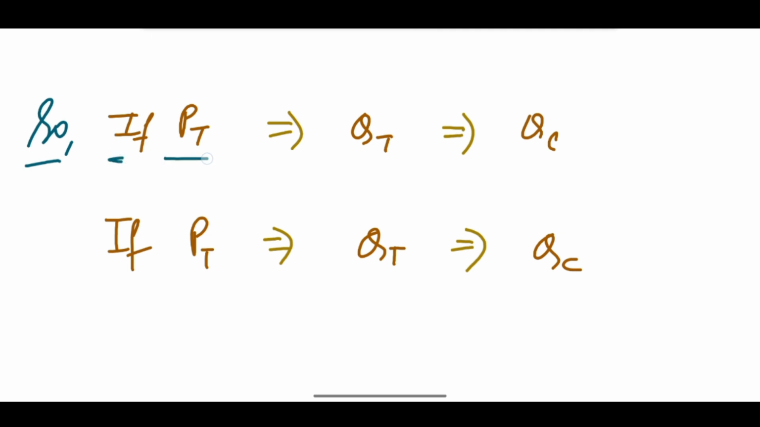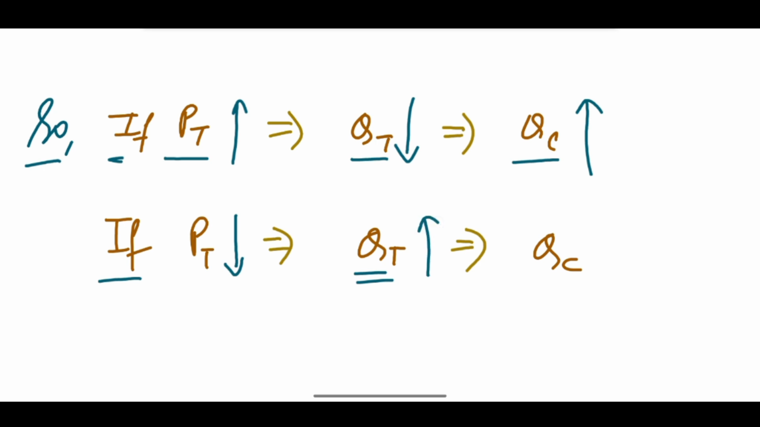So, if price of tea rises, quantity demanded for tea will fall. But on the other hand, quantity demanded for coffee will rise. Now, if price of tea falls, then quantity demanded for tea will rise. On the other hand, quantity demanded for coffee will fall.